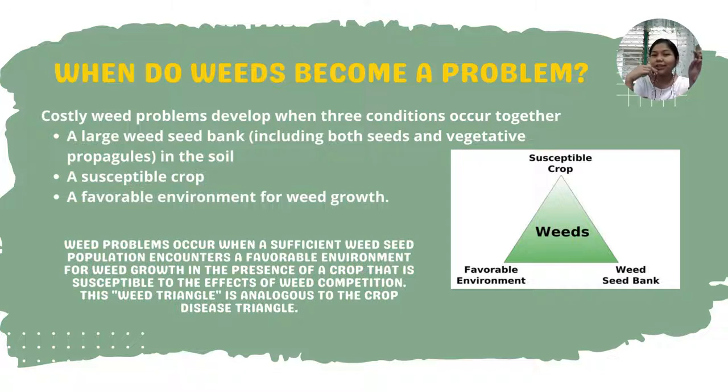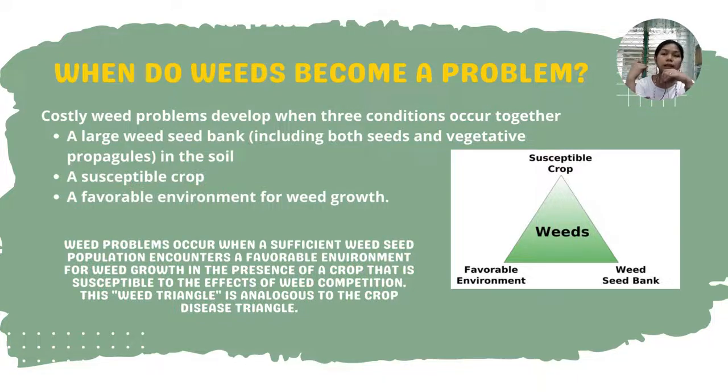It's almost similar to the disease triangle. A large weed seed bank, including seeds and vegetative propagules such as rhizomes in the soil, a susceptible crop, and what is a susceptible crop? Let's take a look at the critical period of that specific crop. What did I say earlier? The first one-third to half of the life cycle of the crop is the most susceptible to attack by weeds, and a favorable environment for the occurrence of the weeds. So when the weed seed bank is sufficient, when the environment is favorable for the growth of the weeds and the crop is susceptible, then weeds would become a problem.